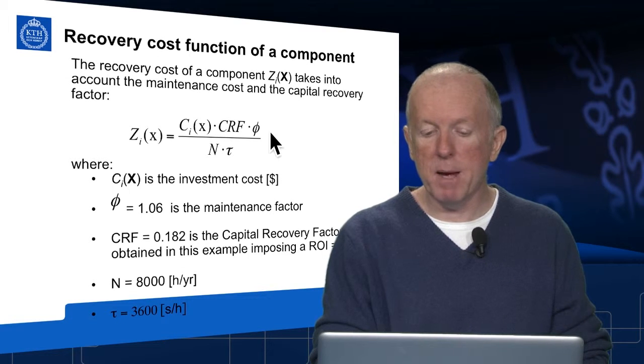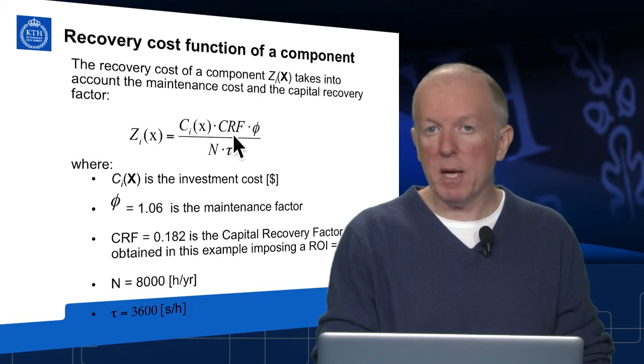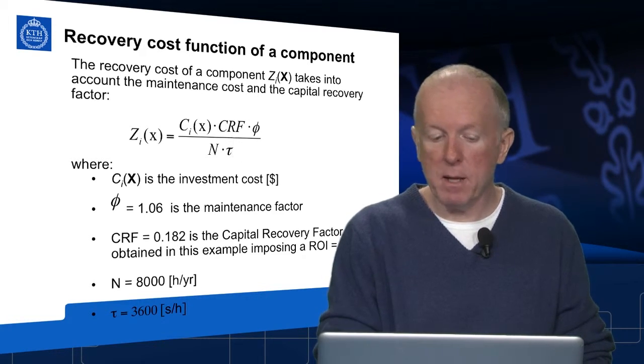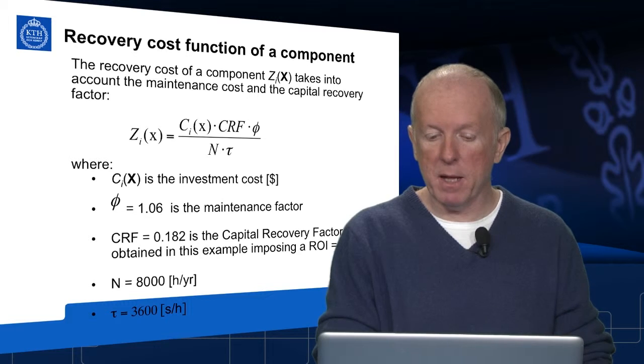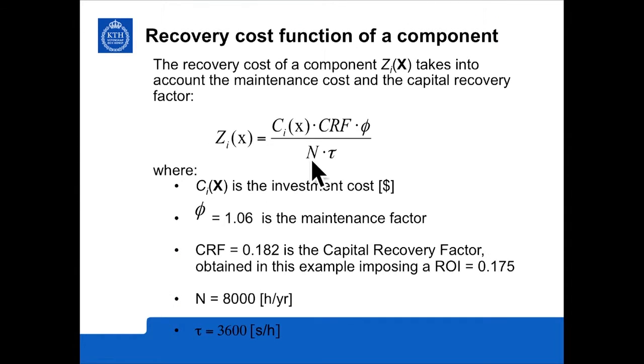So, multiplying it by the maintenance factor phi and by the capital recovery factor of my analysis, which is related, as we know, to the return of investment and to the number of years of operation of the plant. After dividing it by the number of hours of operation of the plant in one year, and tau, which is the number of seconds in one hour. In this case, I have used 1.06 for the maintenance factor, as usual, as I have already used in some parts of the course. And the capital recovery factor is 18.2%, which comes from a return of investment of 17.5%. The number of hours of operation in a year is 8,000 hours per year.